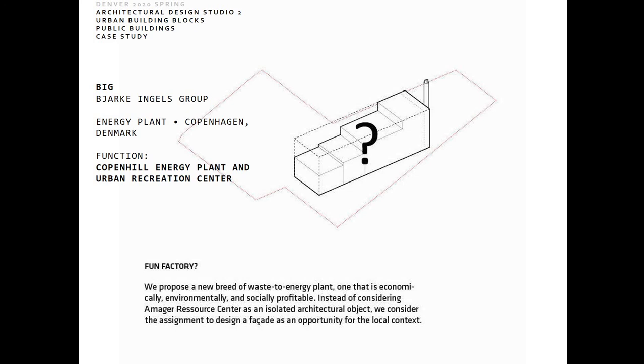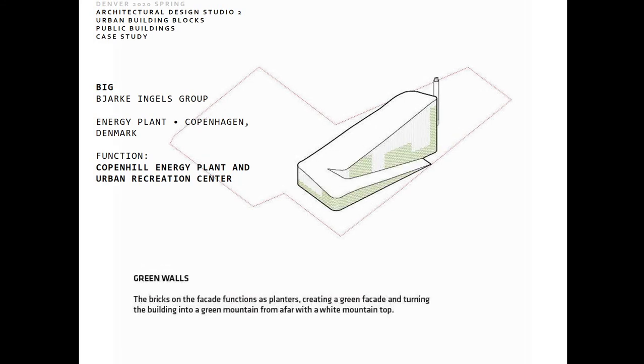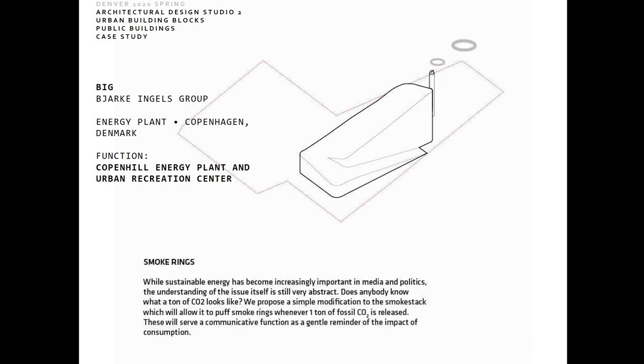Instead of considering the plant as an isolated architectural object, they consider the assignment to design a facade as an opportunity for the local context. The building is gently wrapped with a continuous facade made of stacked aluminum bricks. The openings between the bricks let cascades of daylight into the deep process hall and administration space. The bricks function as planters, creating a green facade and turning the building into a green mountain from afar with a white mountain top.